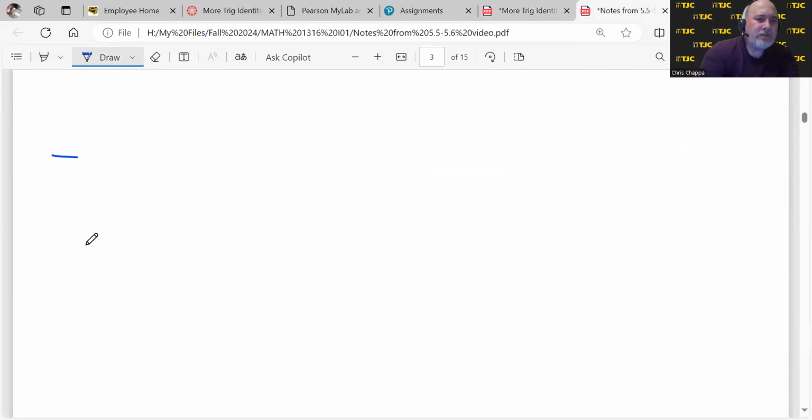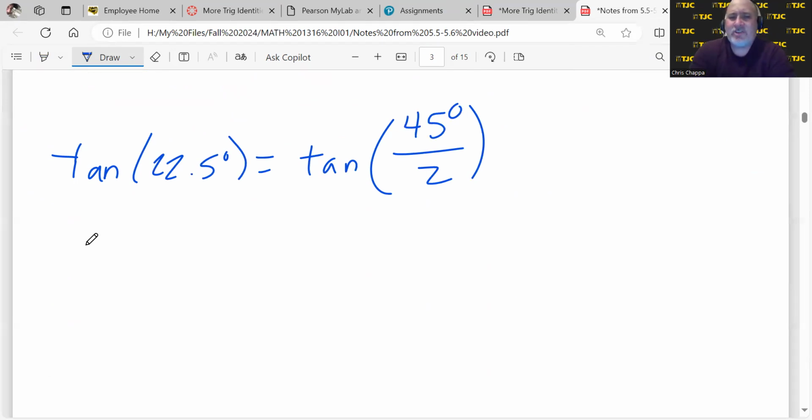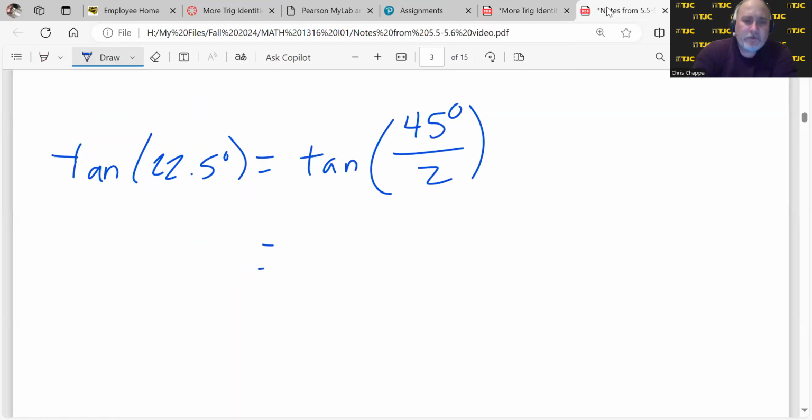All right. Tangent of 22.5 degrees. If we're going to use a half angle, we need to think of this as something divided by 2. Well, what would you cut in half to get 22.5? Double 22.5 and it'll tell you the answer is 45. So we're going to set up the tangent half angle formula with 45 degrees. And I'm going to use the middle one. Tangent of A over 2 is sine of A over 1 plus cosine of A. So tangent of 45 over 2 is sine of 45 over 1 plus cosine of 45.